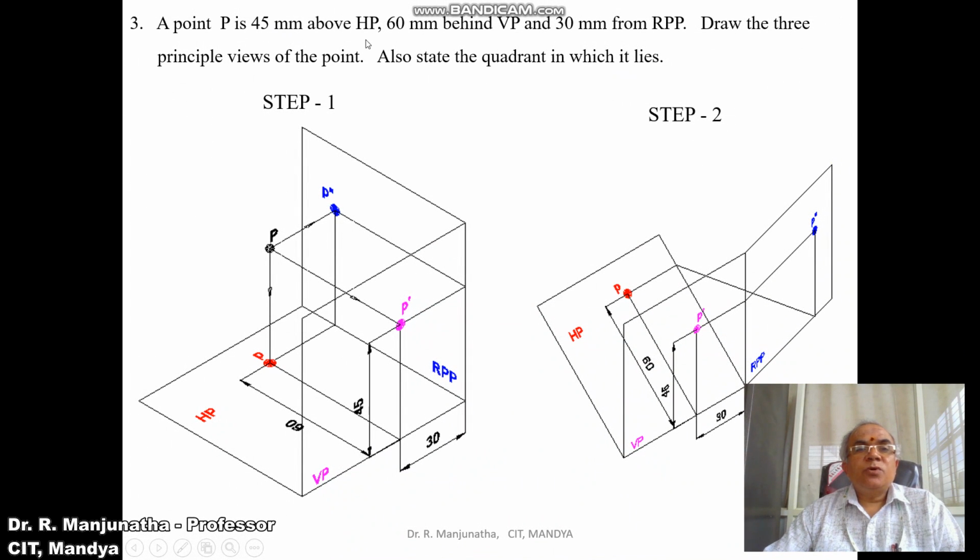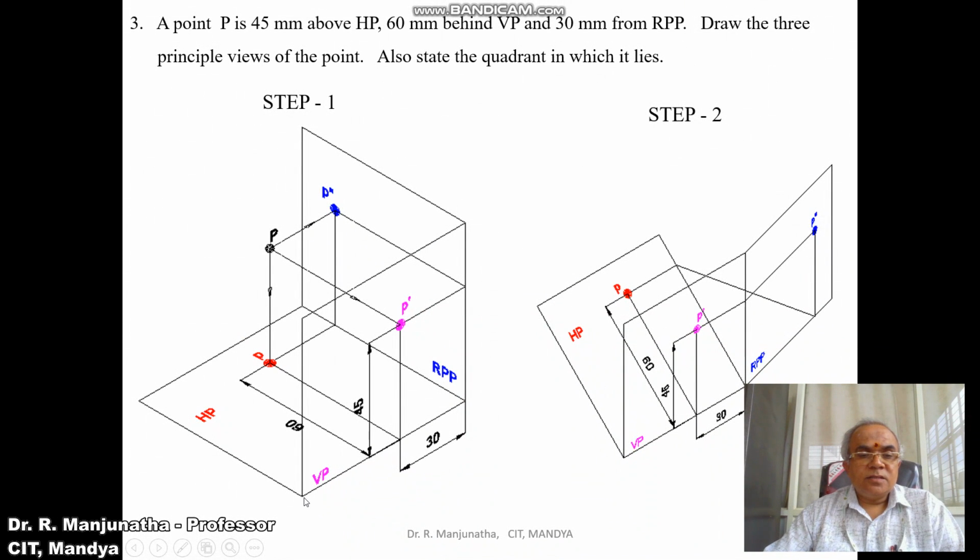Now he says it is above HP and behind VP. In the previous problem, it was above HP and in front of VP. So that is why it was in the first quadrant. Since it is behind VP, naturally it should be in the second quadrant.